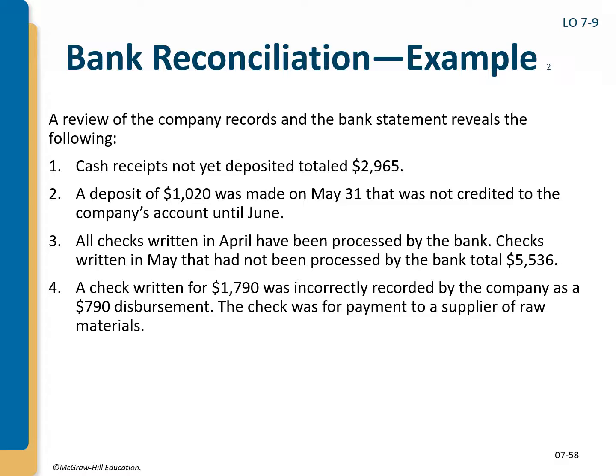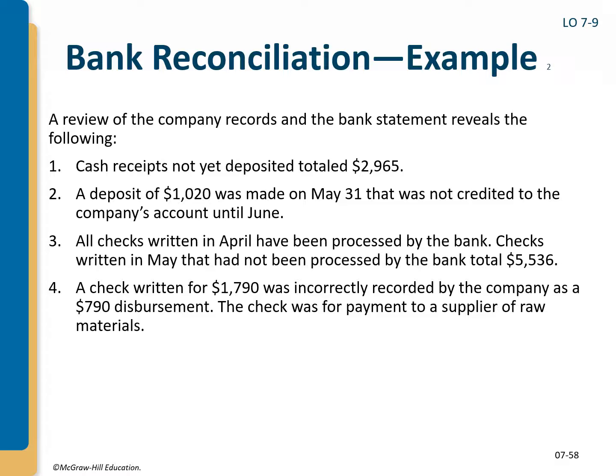A deposit of $1,020 was made on May 31st. That wasn't on the bank statement until June. All checks written in April have been processed by the bank. Okay, so any checks that were not cashed as of the end of April were cashed in May, and all the checks written in May had been cashed except for $5,536 of them. A check written for $1,790 was incorrectly recorded by the company as a disbursement for $790.